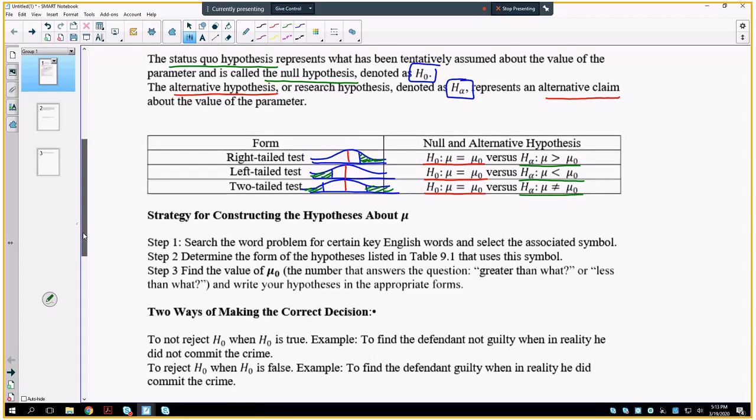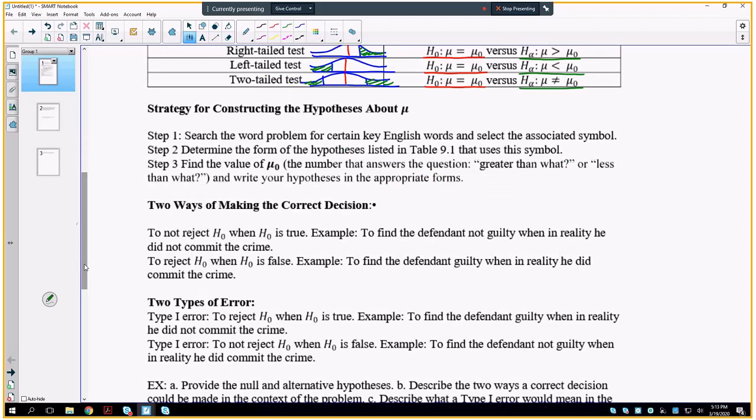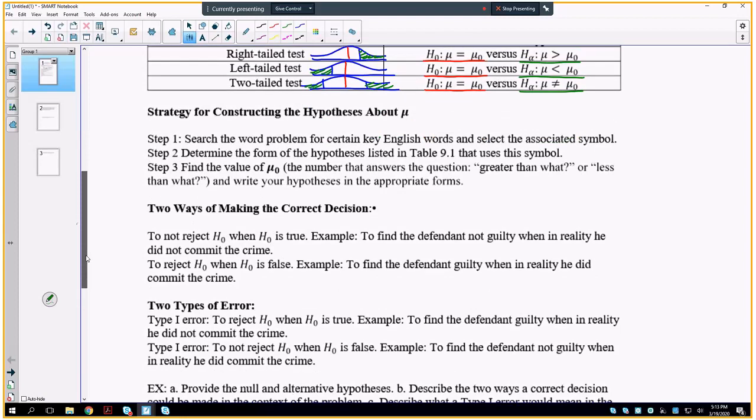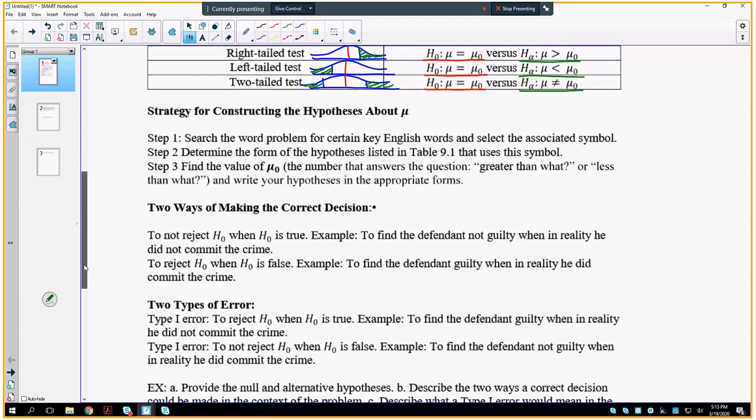So here, the strategy for constructing the hypotheses, first and foremost, is to read the problem and search for certain keywords. Then determine which of the three forms of testing we're doing. And then find the value of this mu sub 0 that shows up in all three. That mu sub 0 should be the number that answers the question greater than what, less than what, or not equal to what in terms of the alternative hypothesis. I know this is a lot of definitions and it might not be totally clear right now, but we'll do some examples in a minute and hopefully make it a little more clear.